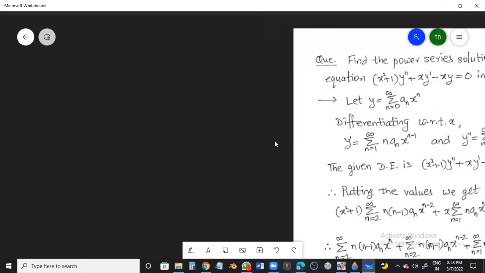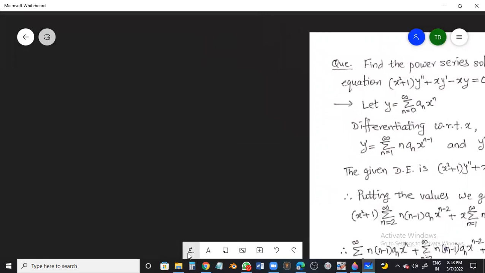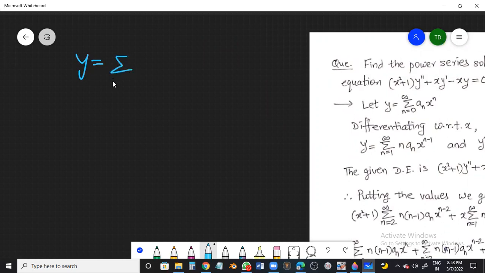If you want it, we can go. y is here. We are saying y is summation running from 0 to infinity an x raised to n. Now summation stands for addition. So we know the derivative of the addition is addition of the derivatives. So there is no problem.